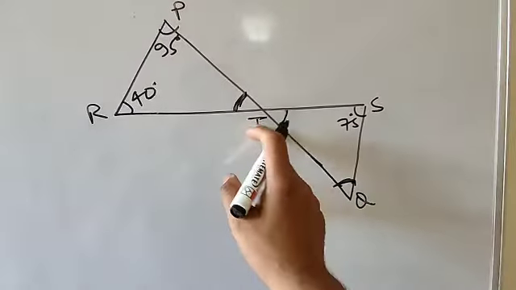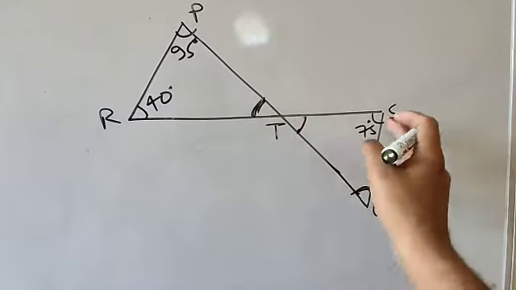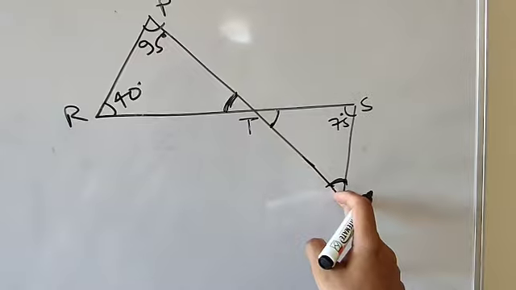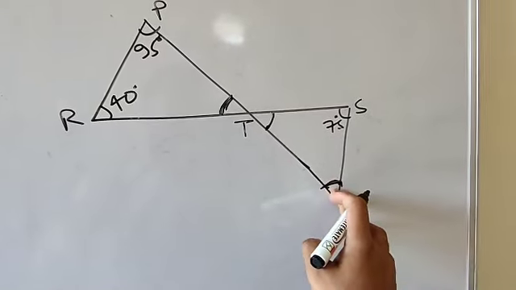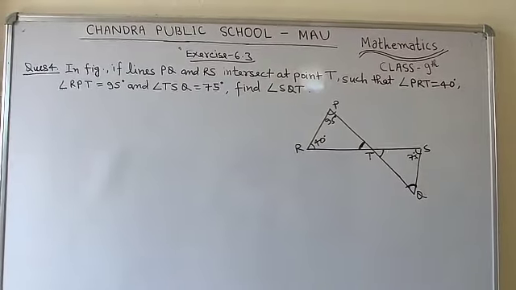Now again take the triangle TQS. Now here you are having this angle. So angle STQ plus angle TSQ plus angle SQT equal to 180 degree. And after solving this, you will get the value of angle SQT. So students, solve question number 4 again by yourself.